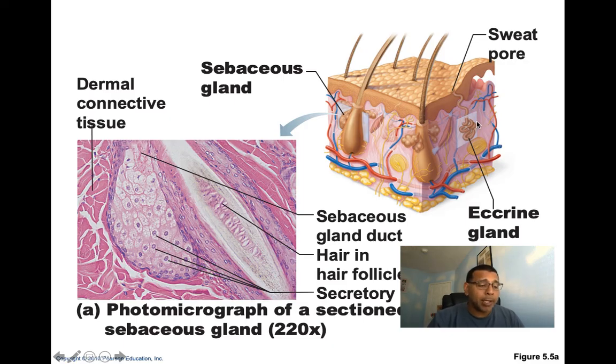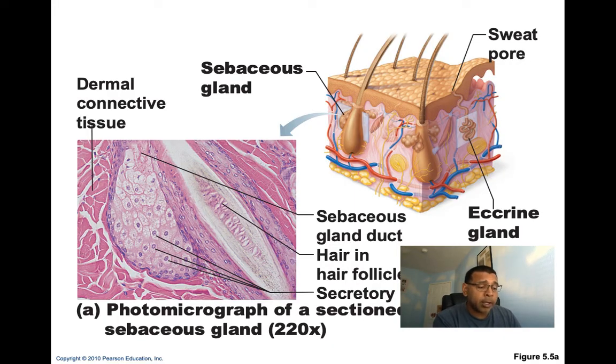The location on the body, they're found in the palms and the soles of our feet and forehead, but widely distributed over the entire body. Now the location within the integument, these glands we can see are going to be found in the dermis, sometimes hypodermis.